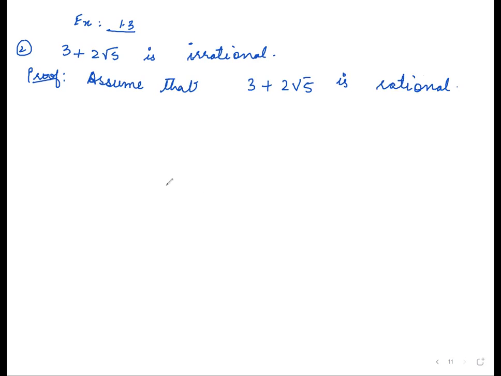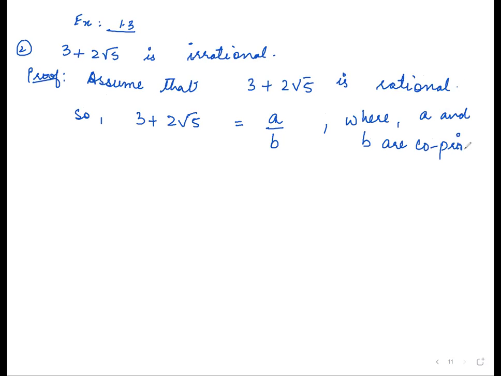So if it is rational, 3 plus 2 under root 5 can be written as A by B, right? Where A and B are co-primes. Please underline this thing. And B is not equal to 0.